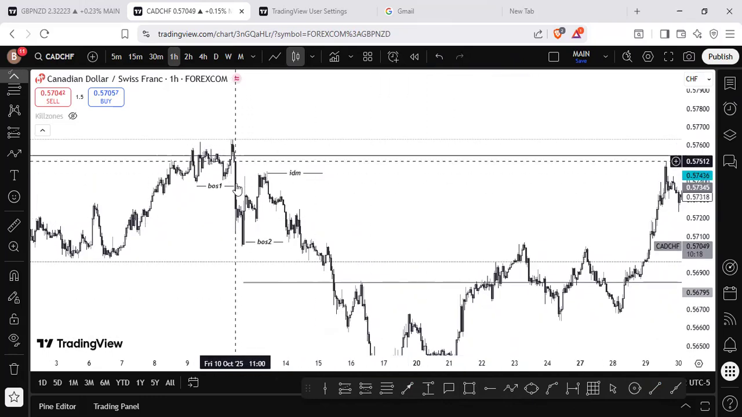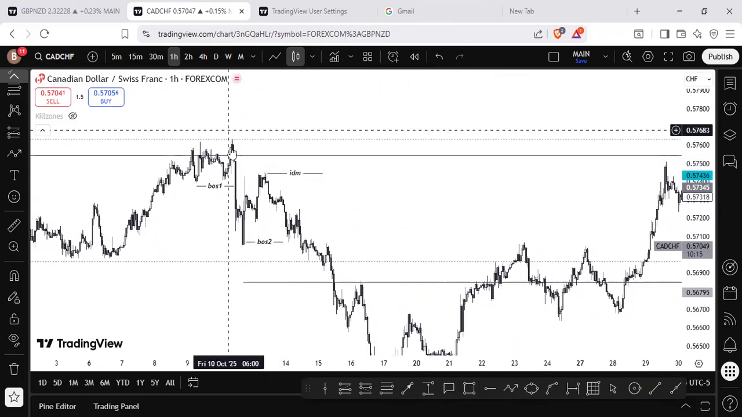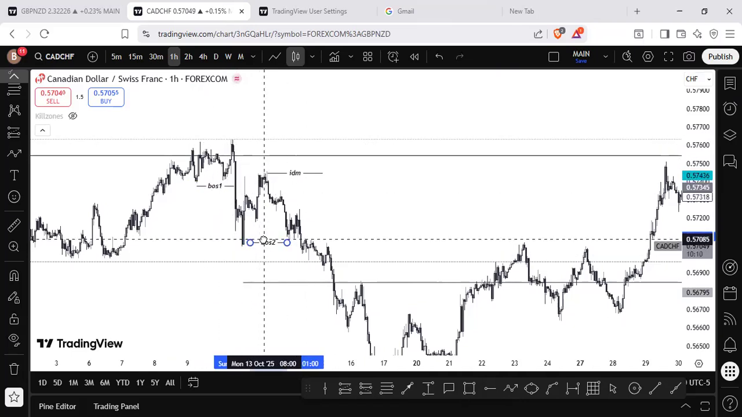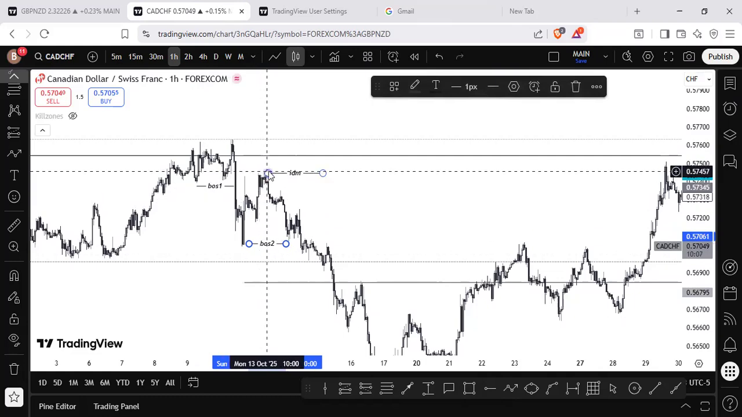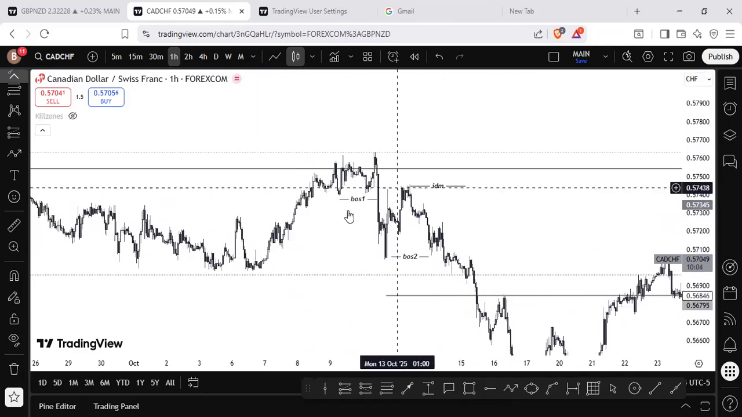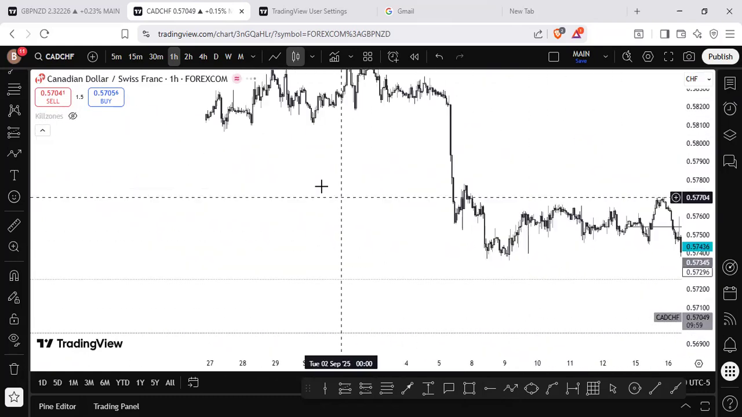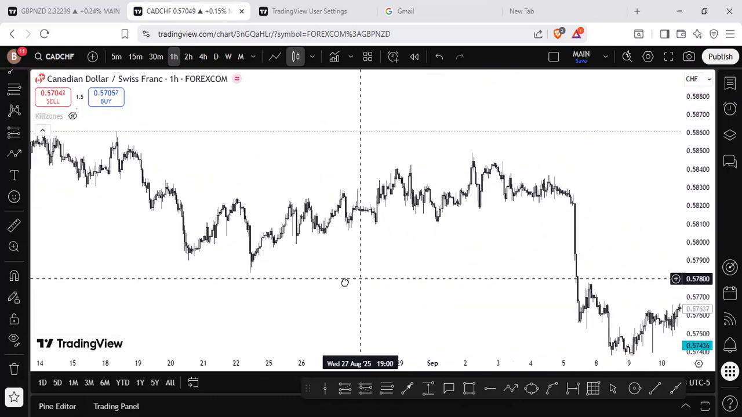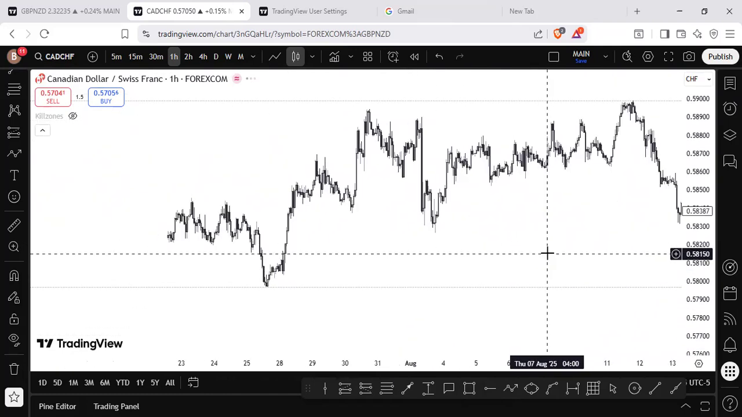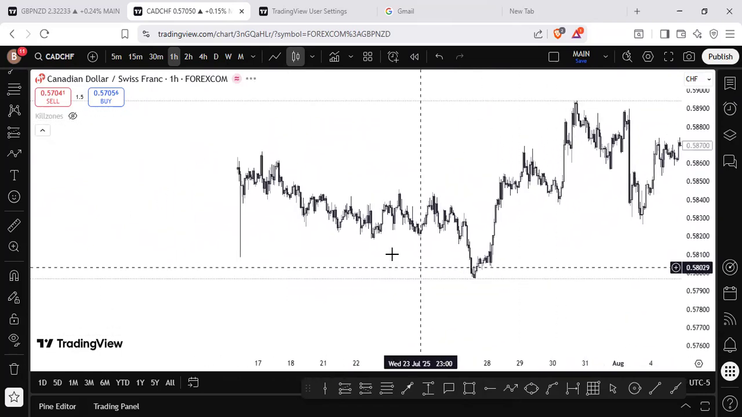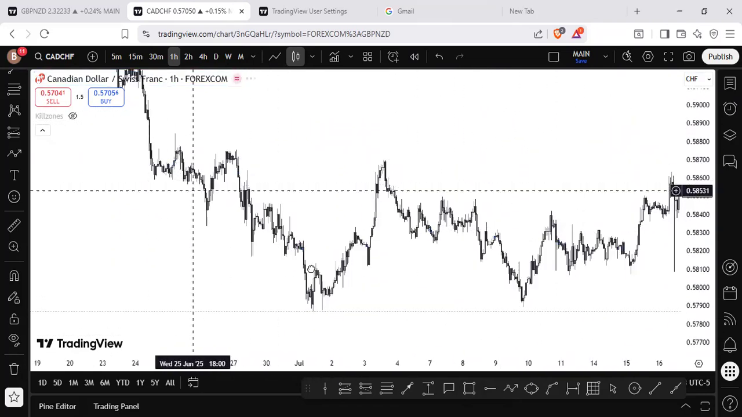So that's it. Impulse, correction, impulse. Your first impulse gives you your first breakup structure. Your second impulse gives you your second breakup structure. Then the origin of the second impulse is your inducement. This one is a near perfect example. Do you see it every time? No. But once you see it, it's what we call the A setup, the setup we trade. So that's it. Okay, let's check for more.